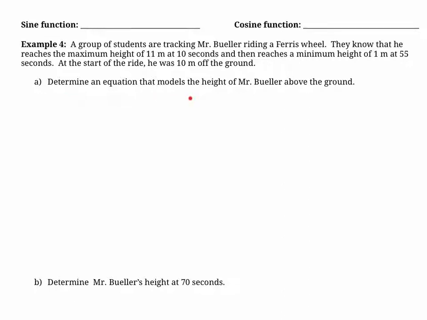We are to come up with an equation that models the height of Mr. Bueller above the ground. So we know that someone's height around a Ferris wheel is going to be periodic because it's going to repeat, repeat, repeat. We also know, we've seen Ferris wheels before, it's going to make a sine or cos curve. So let's take a look at what the equation of a sinusoidal model looks like.